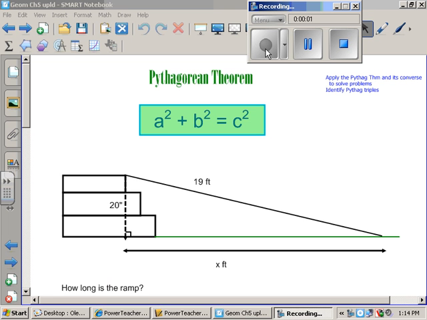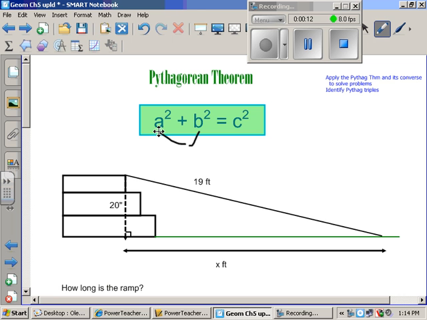Okay, so today we're going to talk about the Pythagorean Theorem. That's a squared plus b squared equals c squared. Hopefully you're all pretty familiar with it. A squared and b squared represent the legs of a right triangle, and c squared is the hypotenuse.